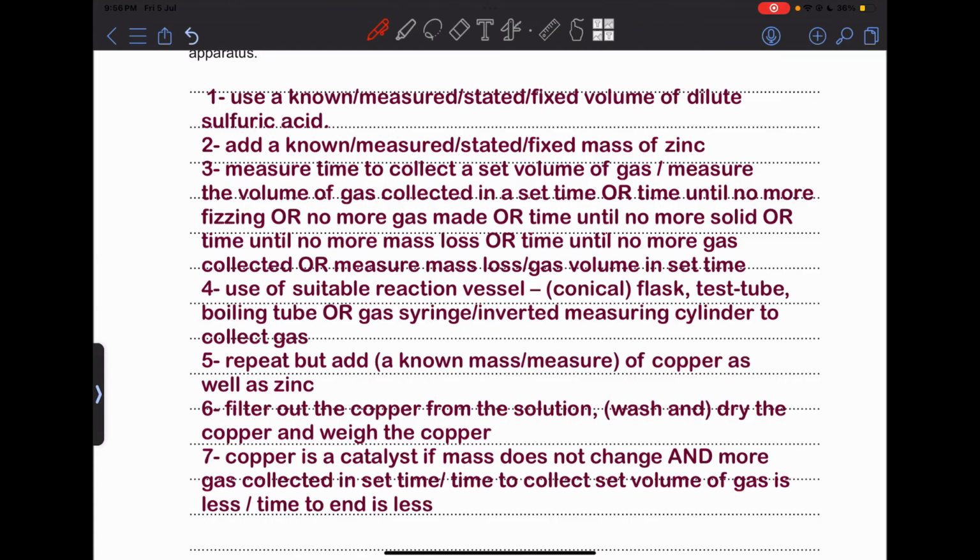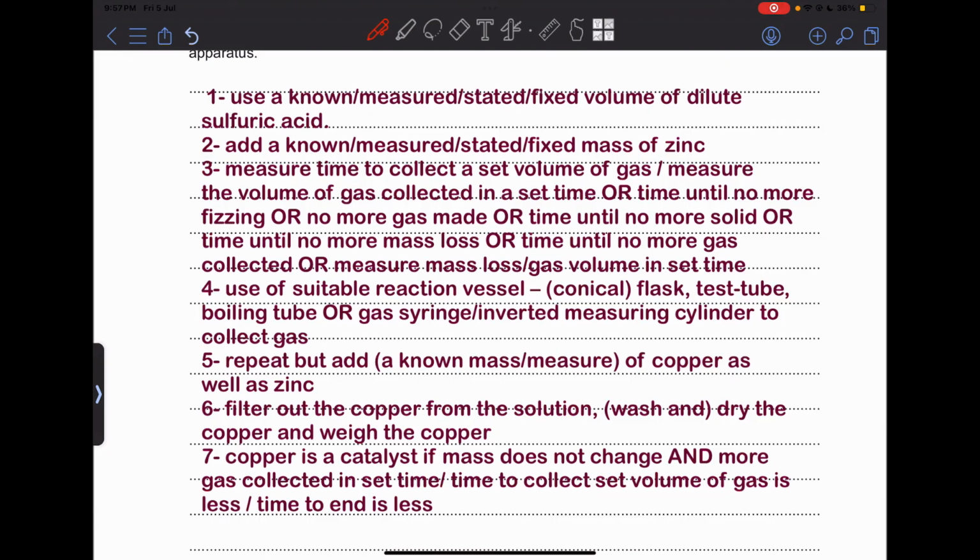You also have to say that you used a conical flask or a test tube or a boiling tube to put the dilute sulfuric acid in and do the experiment in. And you also have to say that you used a gas syringe or an inverted measuring cylinder to collect the gas.